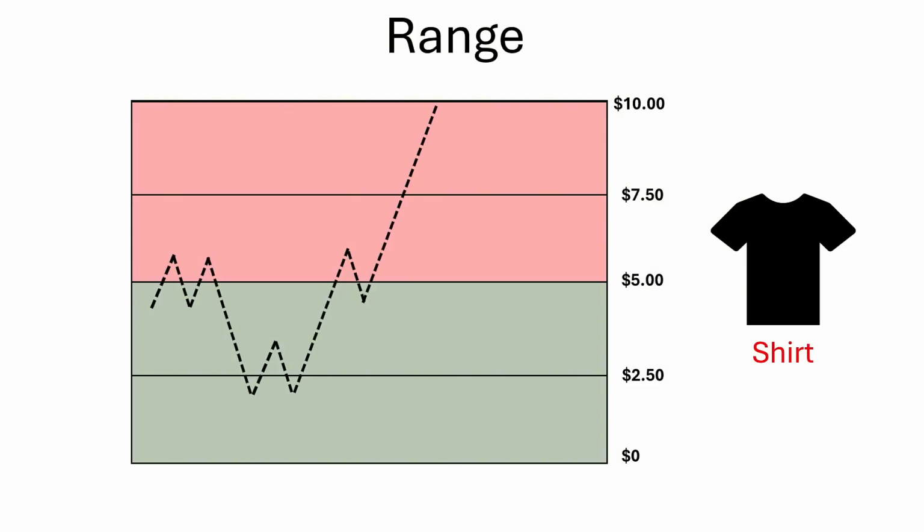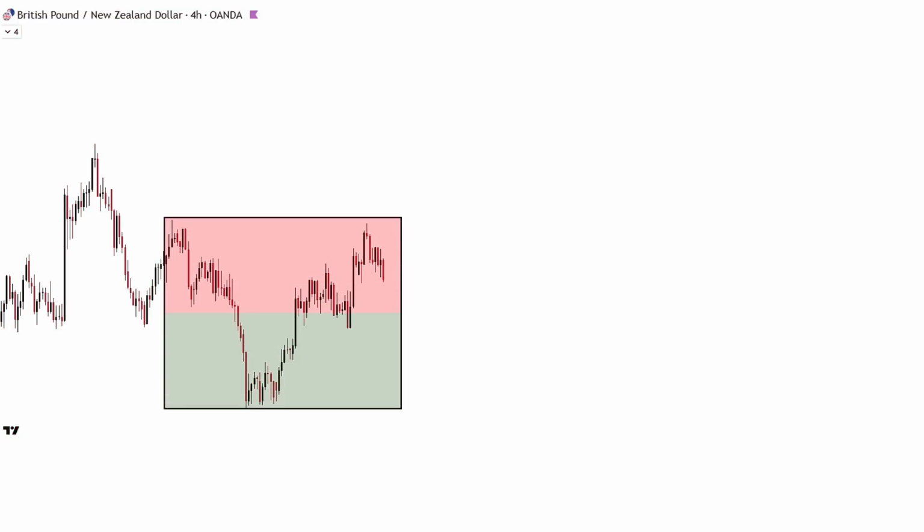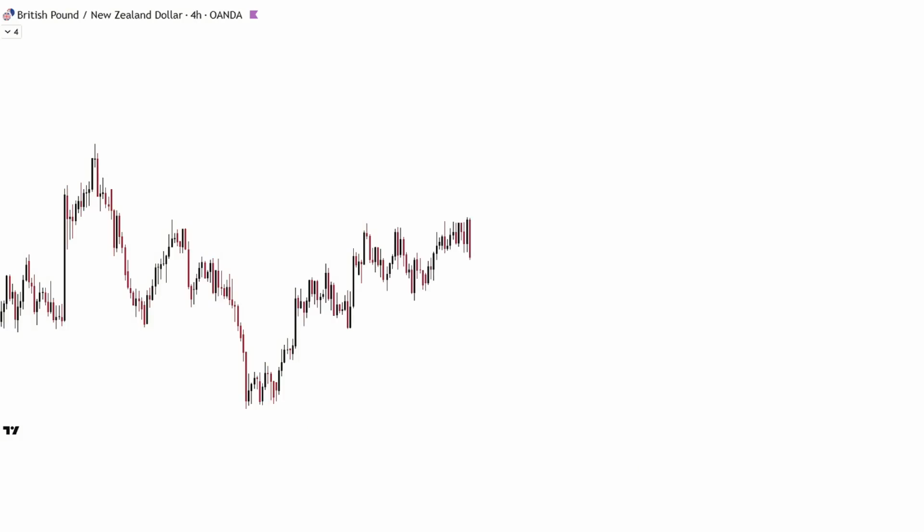Purchasing price at the lowest point of the range and selling price at the highest point of the range. So here's the master range. And now you have a breakup structure on the micro time frame. You have a bullish breakup structure. So now this is your micro range.